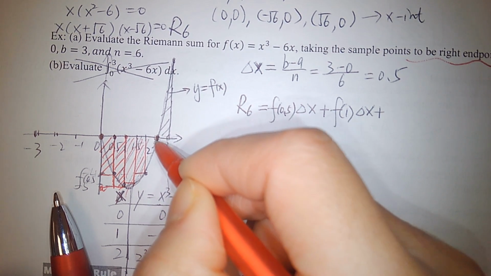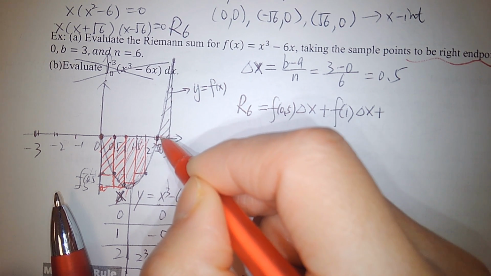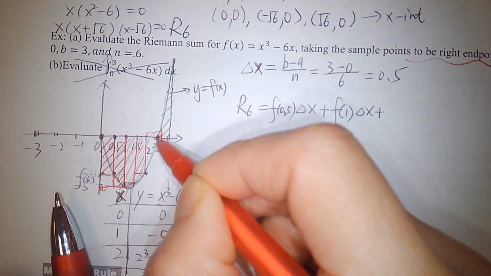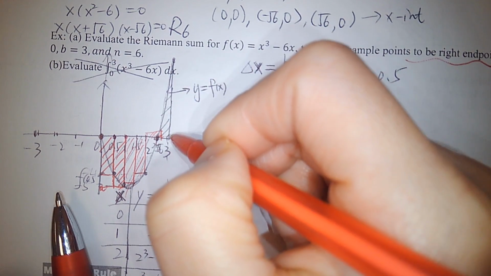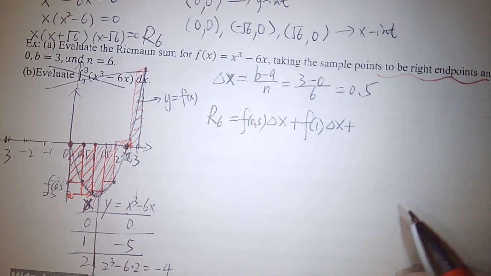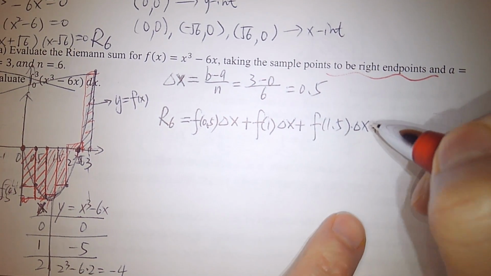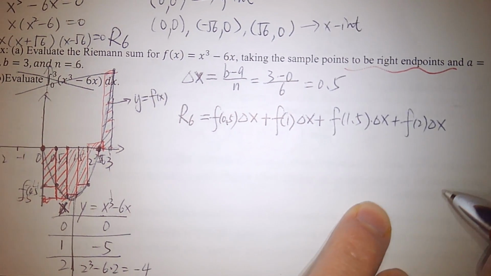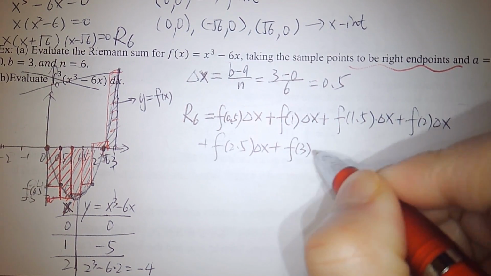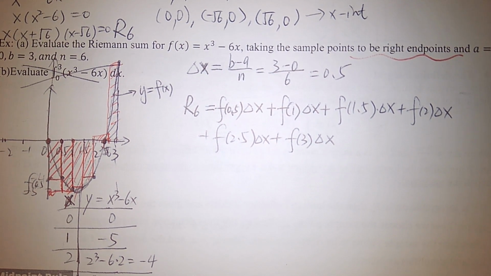Then 1.5, okay. This next endpoint is 2. 2.5 is somewhere here, and eventually 3. So f of 1.5 times delta x plus f of 2 times delta x plus f of 2.5 times delta x plus f of 3 times delta x, using right endpoints. You guys agree with that? Okay, now what do we do?